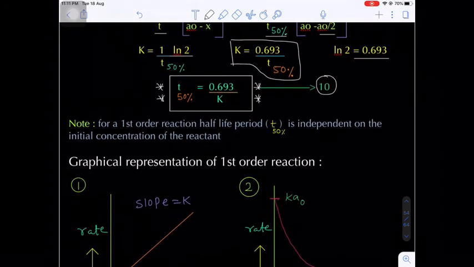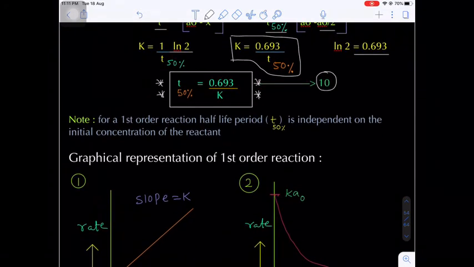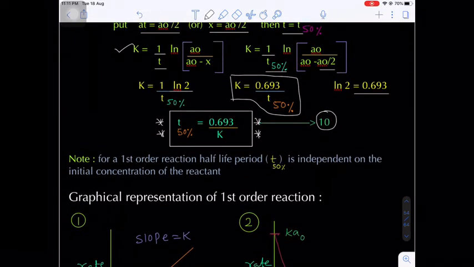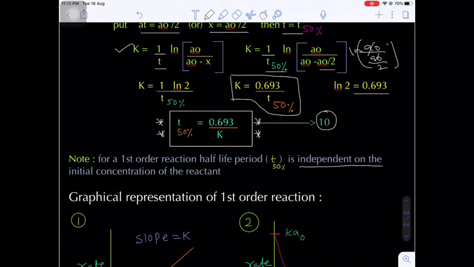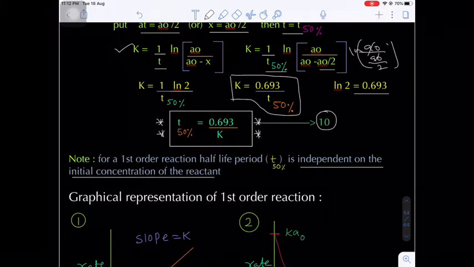Now, for the first order reaction half-life period, if you observe, is there any initial concentration of a reactant? No, because here a naught by 2 in the ln, so a naught gets cancelled out. That means the half-life of a first order reaction is independent of the initial concentration of the reactant. This is one of the important characteristics of the first order kinetics.